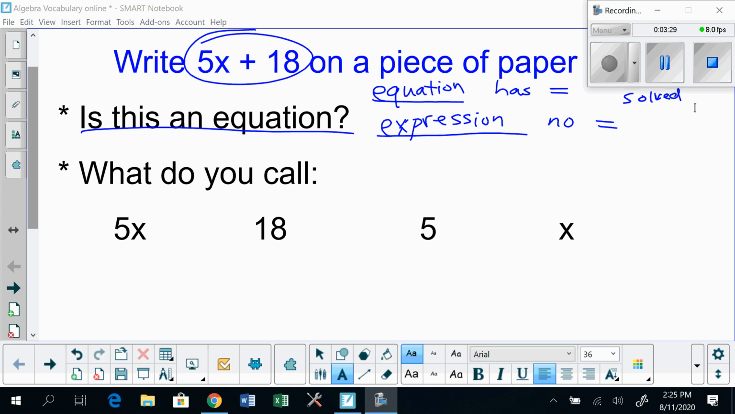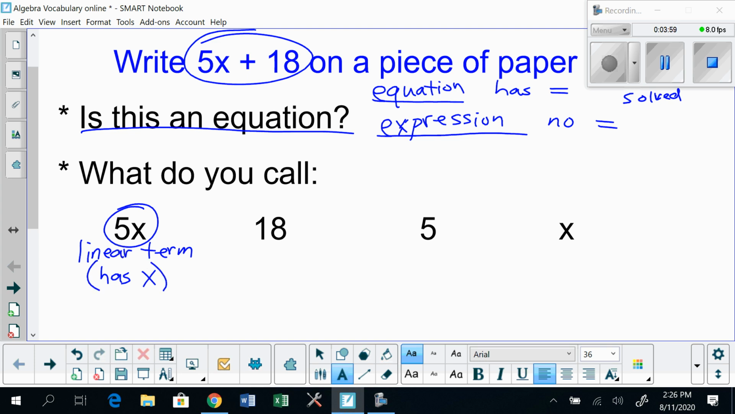So let's break down each of these individual numbers now. Here we have 5x, 18, 5, and x. What do you call each of these individual pieces when we break this expression down? So the 5x, I want you to write 5x on your paper, and below it or beside it write, this is called the linear term of the problem. 5x is called the linear term. Whatever term has the variable, in this case I'm just going to say has an x, we call that term the linear term. And then we also have another term in this problem, 18. The 18 then is called the constant term.